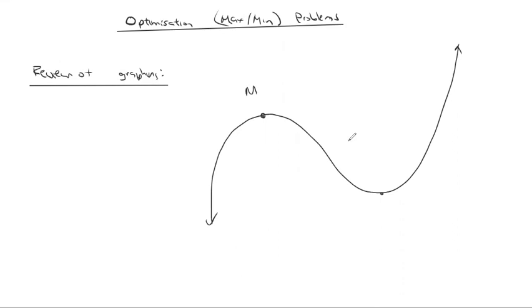So this is called a maximum, and this is called a minimum. Now, graphically, you can see that if you were to draw the tangent to these lines, they're horizontal. So we know that a maximum needs to have the first derivative equal to 0. And similarly, a minimum needs to have the first derivative equal to 0.